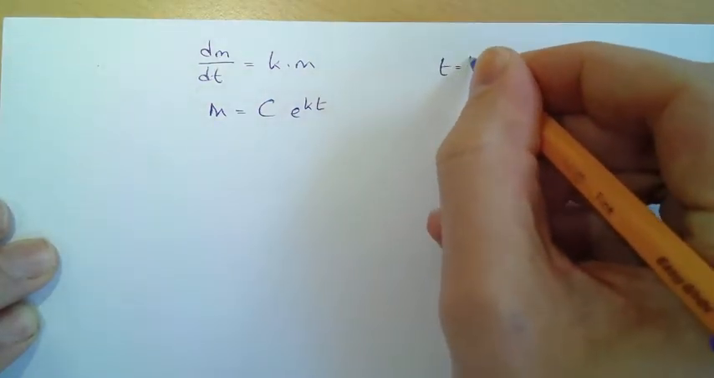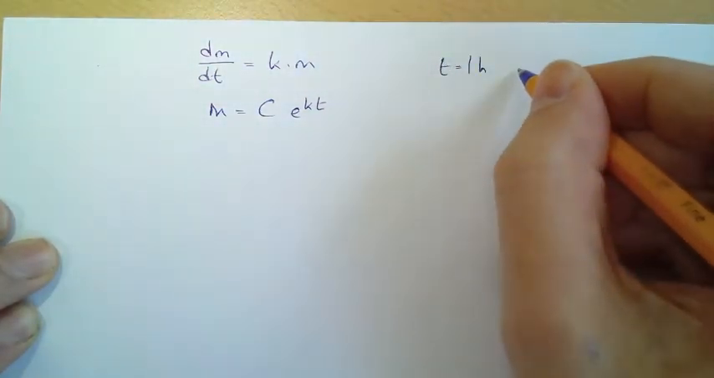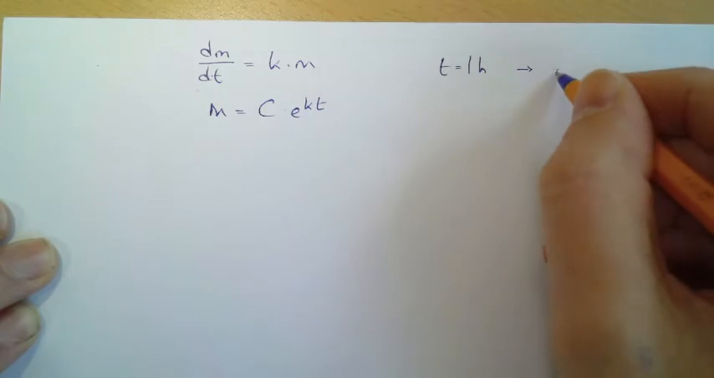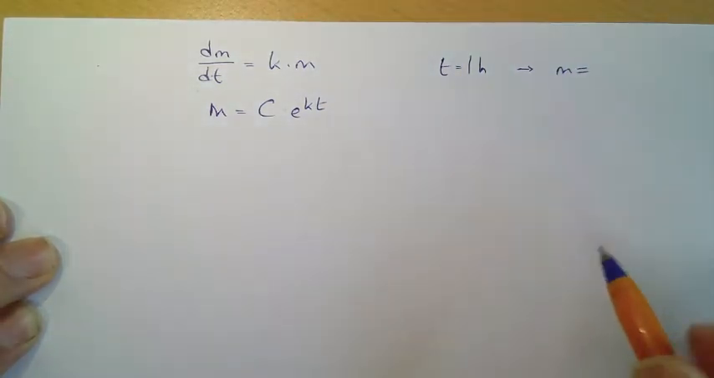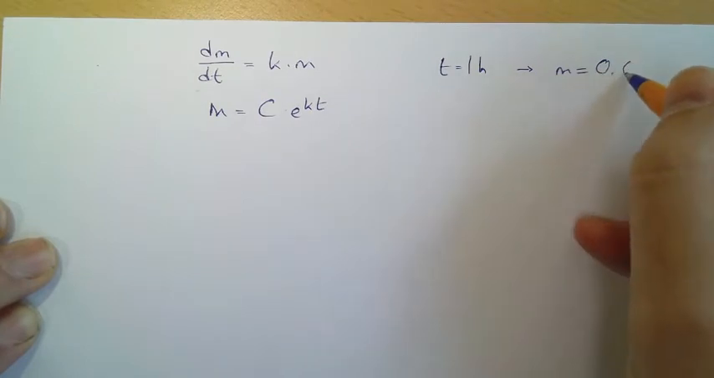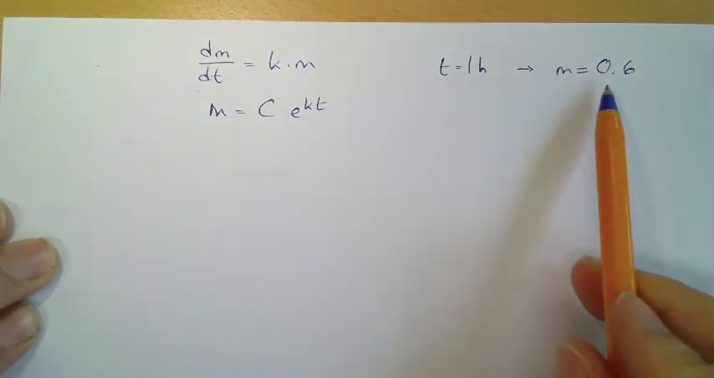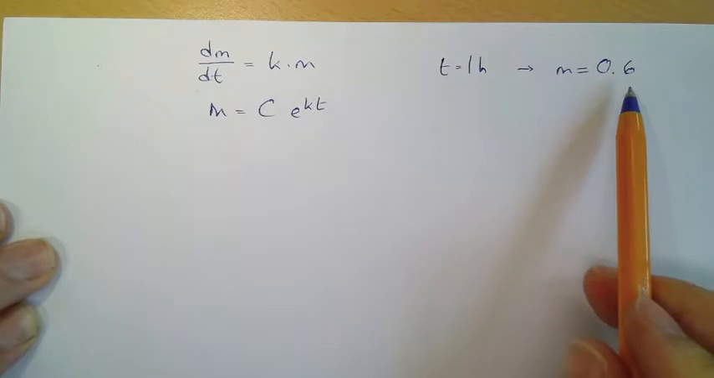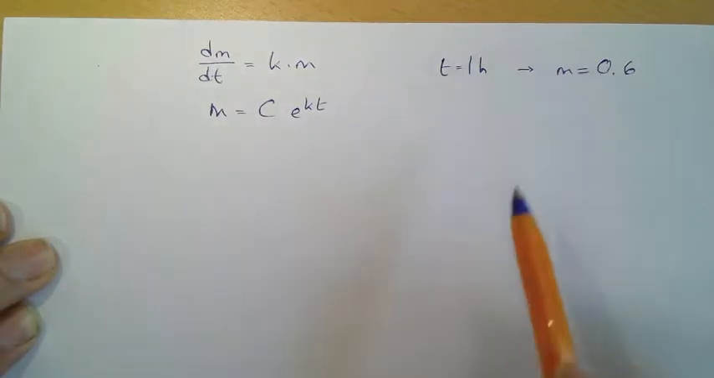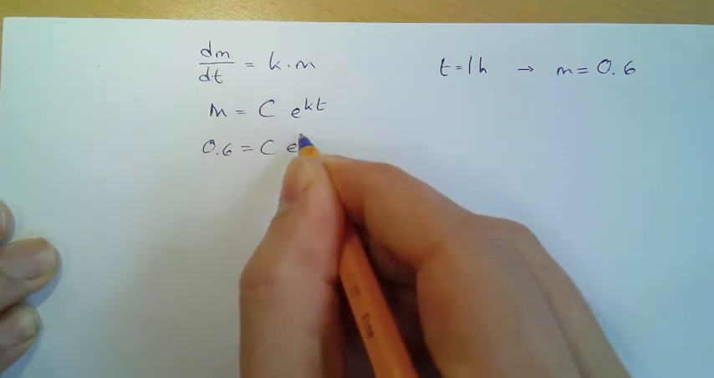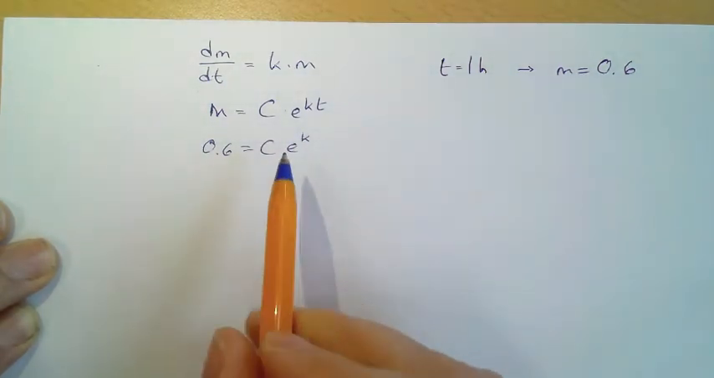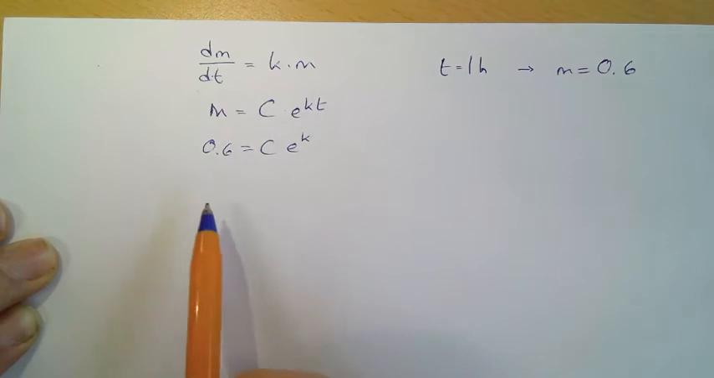After 1 hour, we lost 40% of the moisture. So this is a bit tricky, but if we lost 40% of the moisture, it means that M is 0.6. What remains is 60%. So if we want to plug this in, we get 0.6 equals C e to the power of k, t is equal to 1.